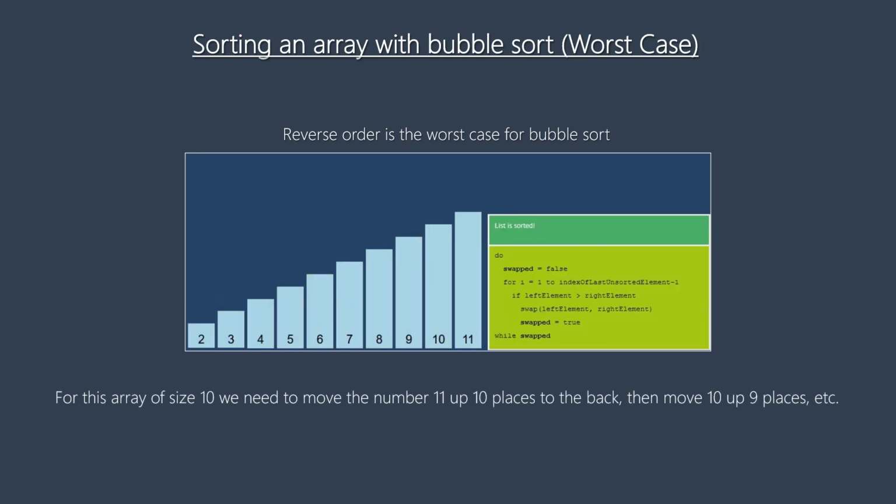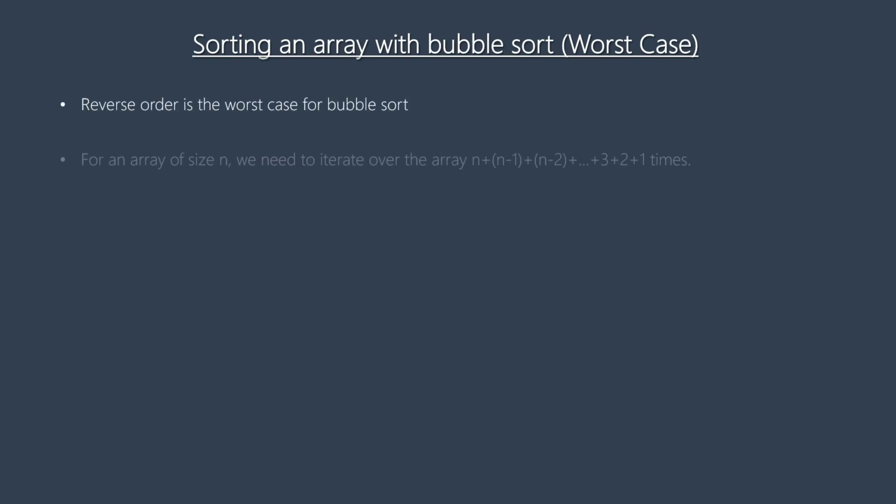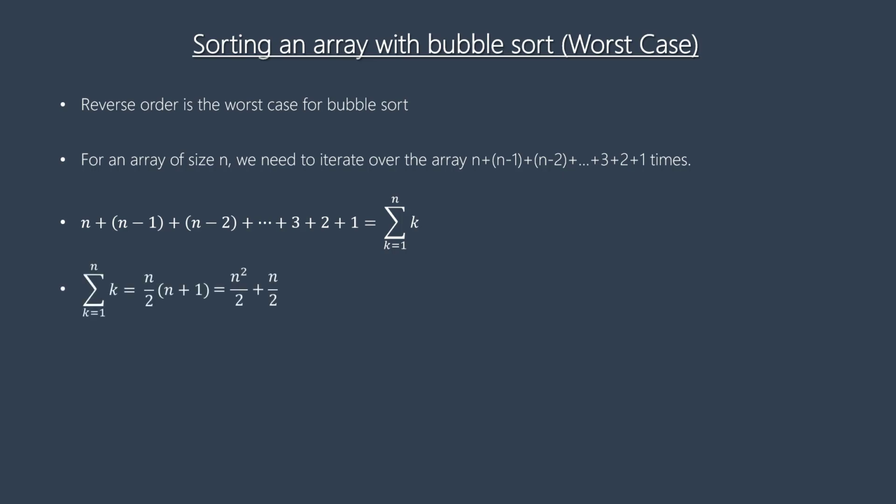Well, for an array of size n, we will need to iterate over the array n plus n minus 1 plus n minus 2 sequentially until we're left with our last element. This sum of numbers is equivalent to saying we're summing all numbers from k equals 1 to n. We can evaluate this sum quite nicely to n squared over 2 plus n over 2. Don't worry if you don't understand how we evaluate that, it isn't important to what we're trying to show.